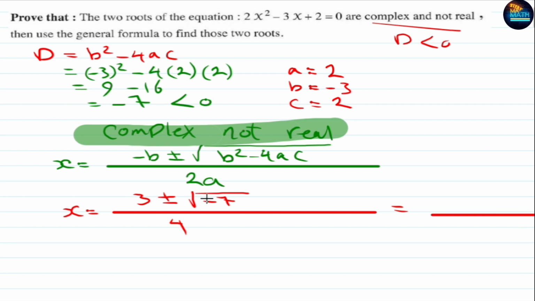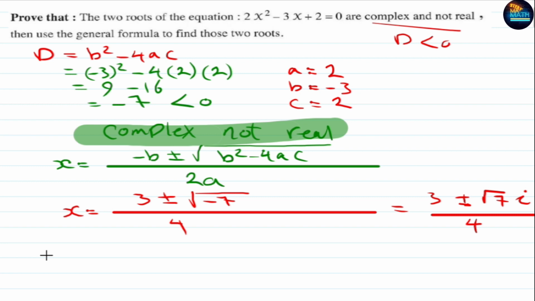And here you have a negative underneath that square root. That means you have i. So again, 3 plus or minus the square root of 7, and separate the negative to be outside the square root. It will be i. The square root of negative 1 is i. So it's the square root of 7 i divided by 4.